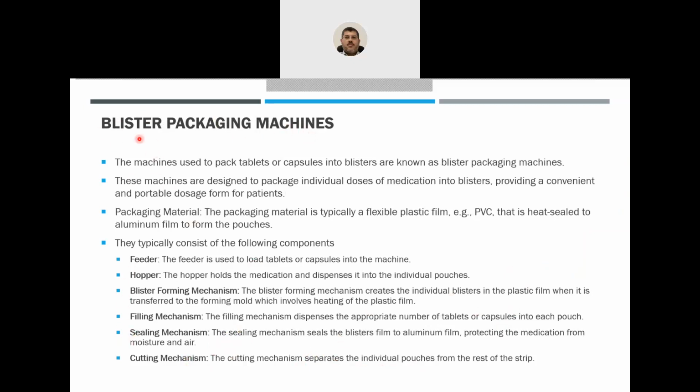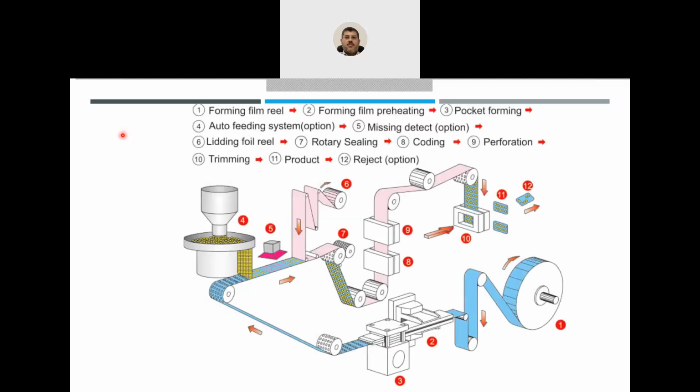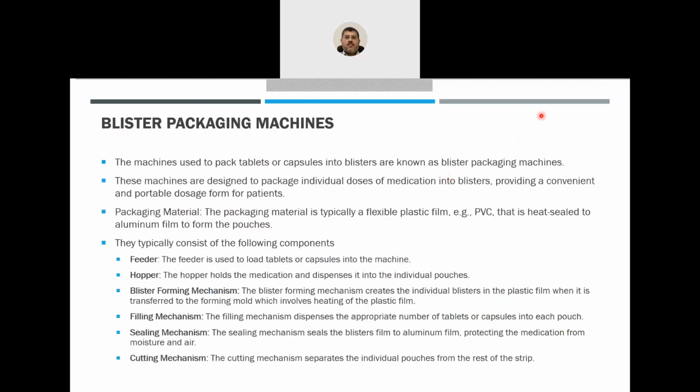The difference is they are having blisters. You know what is a blister? You have, on one side, a hard PVC, for example, or plastic polymer that has cavities or wells, with a tablet or capsule in each well, and it is sealed with a thin aluminium sheet usually, right? So these machines pack tablets or capsules into blisters, known as blister packaging machines.